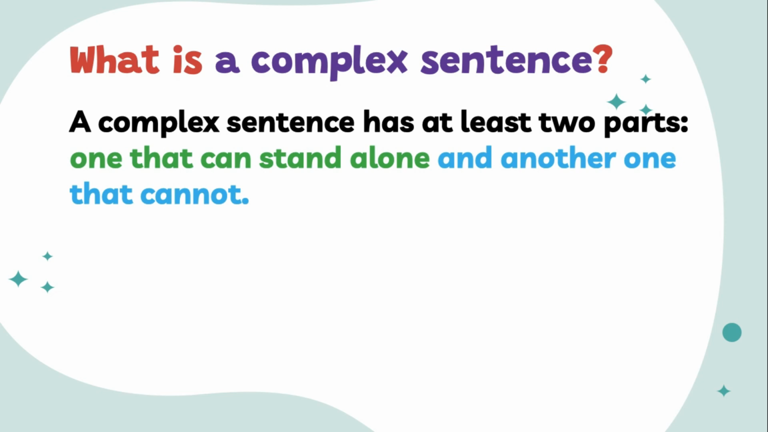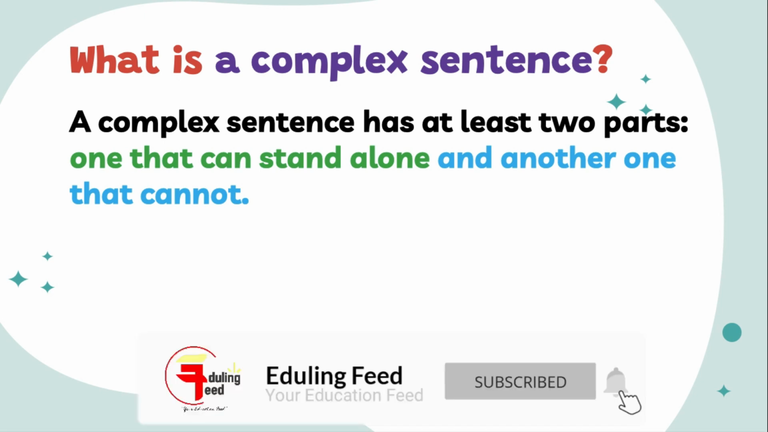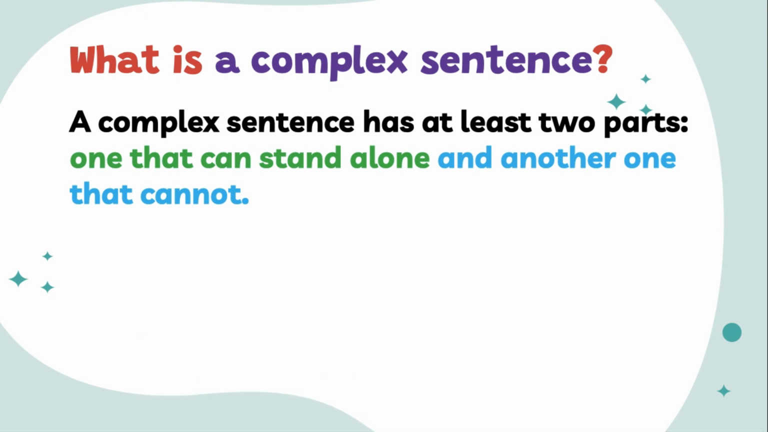Yes, the first definition says that a complex sentence has at least two parts: one that can stand alone and another one that cannot. The first part in a complex sentence we call the dependent clause. A dependent clause needs another clause to make it a complete sentence. And the other one is the independent clause. When the dependent clause and independent clause are joined together, it becomes a complex sentence.